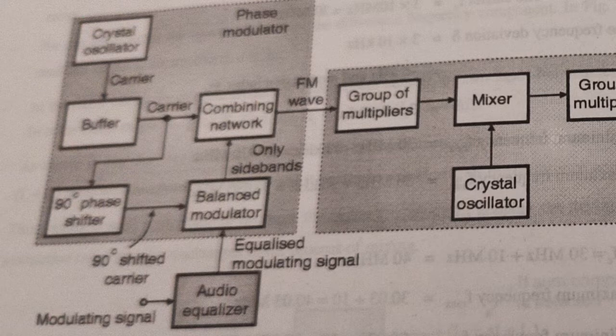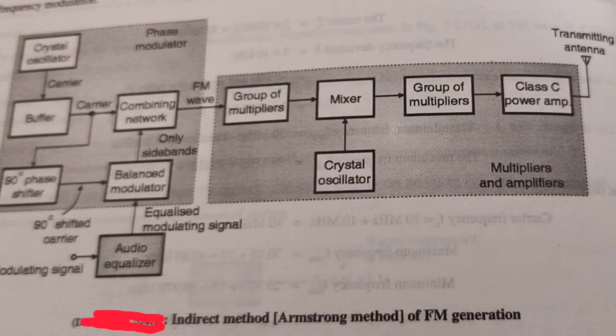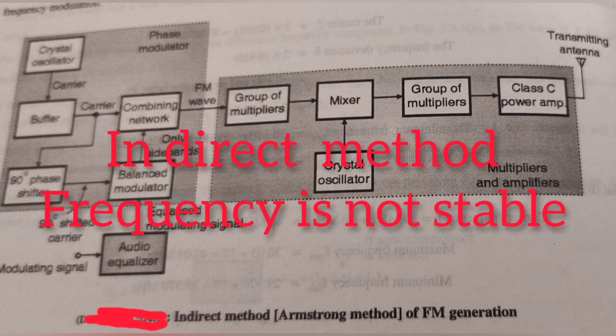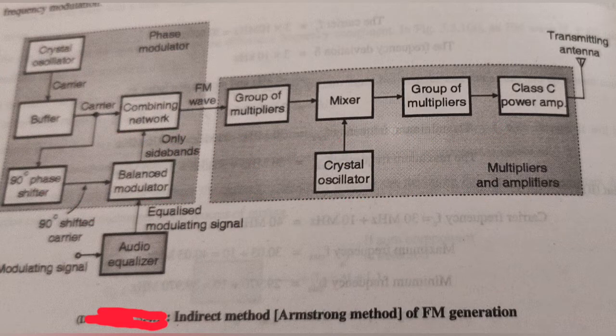In the previous lecture, we discussed the direct method of FM generation. In the direct method, we are using an LC oscillator to generate the frequency. But the LC oscillator has one problem. When we are using an LC oscillator, the frequency is not stable. That is, we generate an unstable frequency. So we are not using the LC oscillator for broadcasting purposes.